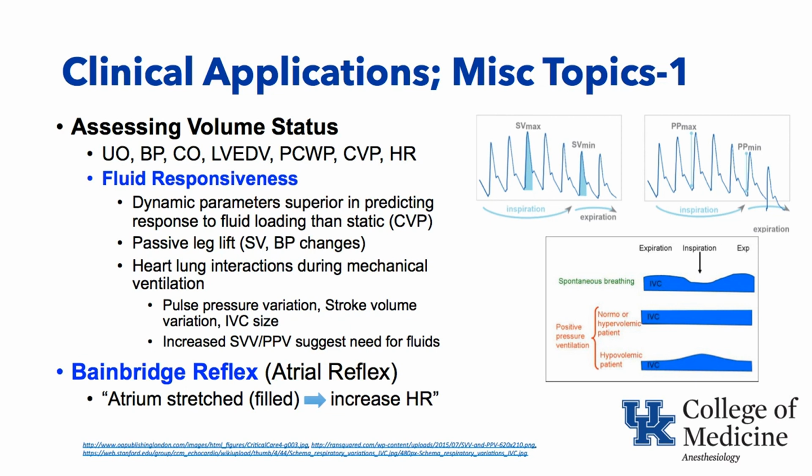The Bainbridge reflex, or the atrial reflex, is what happens when the atria is stretched or filled. So if I pour in a lot of fluid, stretch the left and right atrium, the heart rate goes up. I like to think of it as the atria gets big and says, I've got to get back to a normal size. The way to do that is speed up my rate and empty more. And so the Bainbridge reflex is an increase in heart rate in response to filling of the atria.